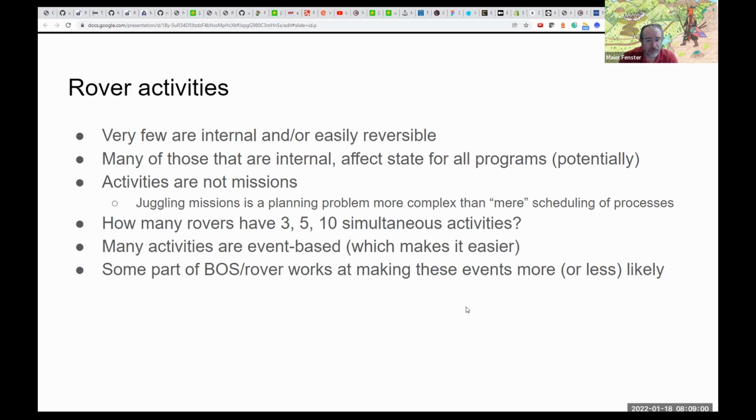But when we talk about these 3 missions I talked about, that's not the issue. What's the shortest way? Where should you go? What happens if you have a problem? How long will it take? These are all complicated planning problems.